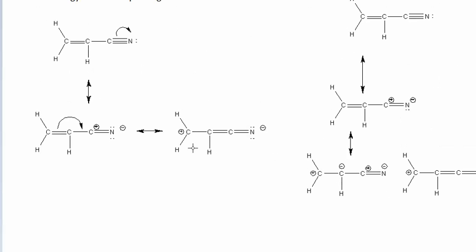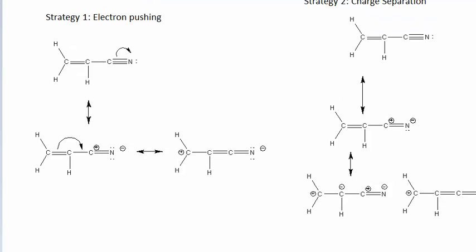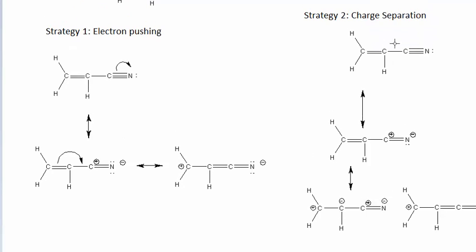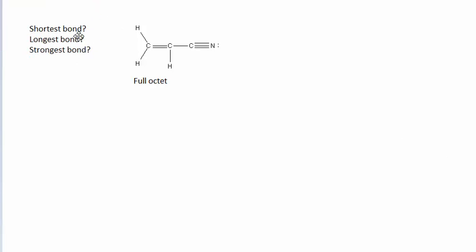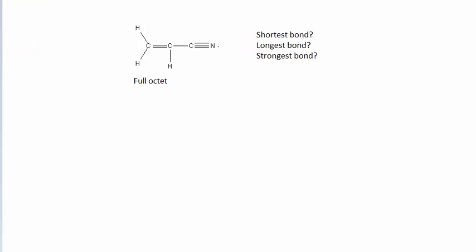Okay, so now we should look at these two resonance structures, this one and the original molecule up here. You should know that this is better than this because this is electron deficient over here. This isn't a full octet, while this structure has the full octet, so it'll be the most stable contributing structure. And then from there, let's think about other potential questions that you could be asked. What's the shortest bond? What's the longest bond? And what's the strongest bond?